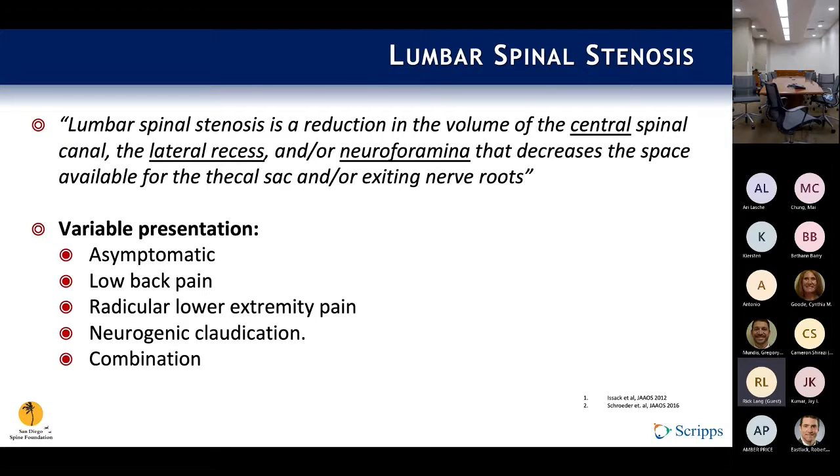Given the fact that it can affect the thecal sac or the nerve roots, there's a pretty variable presentation. Mild disease can present pretty asymptomatic. There can be low back pain, radicular pain, neurogenic claudication, or any combination of the above symptoms.